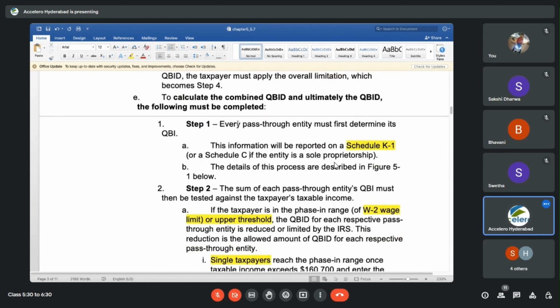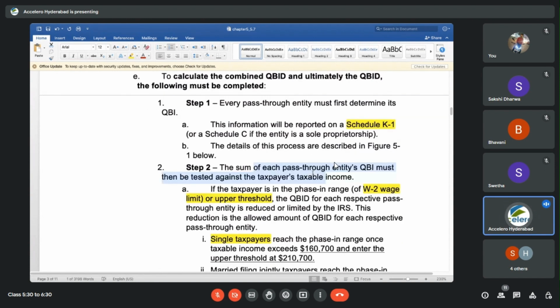Step 1 is every pass-through entity must first determine its QBI. If the person has 5 S corporations, or 2 S corps and 3 LLCs, whatever, there might be different pass-through entities. On a Schedule K1, when we fill it out, we mark that this is a QBID. So we'll have to first figure that out.